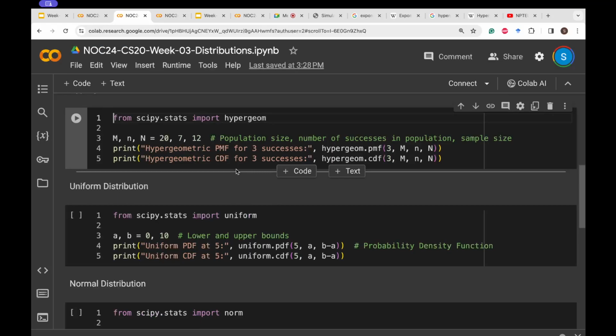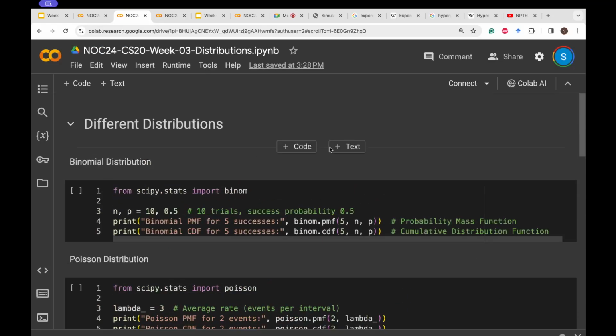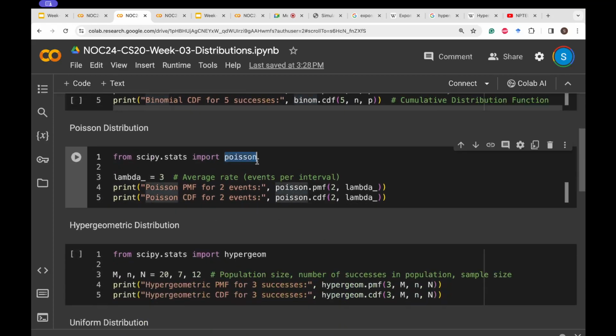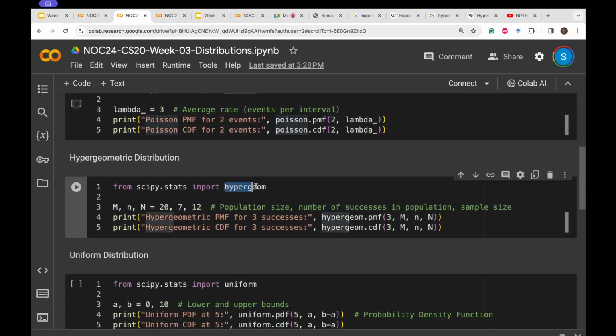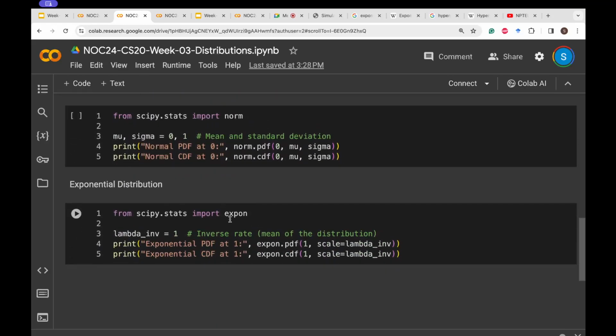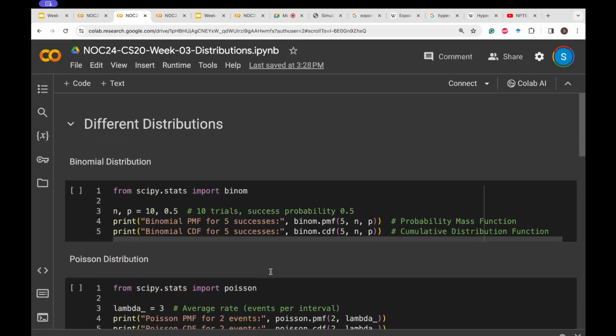Yeah, so here are the 6 distributions and how to use them in Python. First of all, the binomial distribution. There is a library called SciPy in which there is a submodule called stats. From that we are importing this distribution, binom. Similarly, in SciPy stats we have Poisson, hypergeometric, known as hypergeom, and uniform, norm, and exponential, expon.